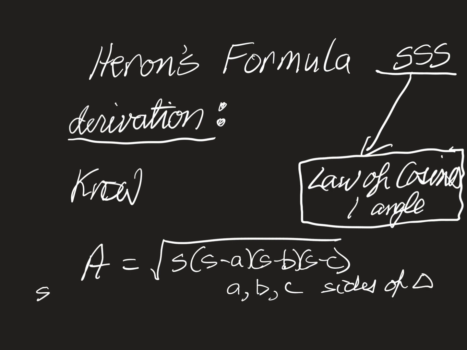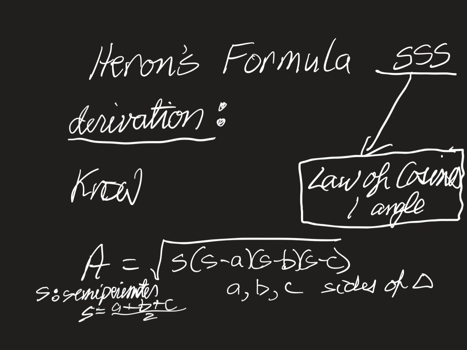And s is called the semi-perimeter. It's basically the perimeter divided by 2. So it's a plus b plus c all divided by 2. And that is what the semi-perimeter is equal to. So this becomes a very easy formula to use to find area.